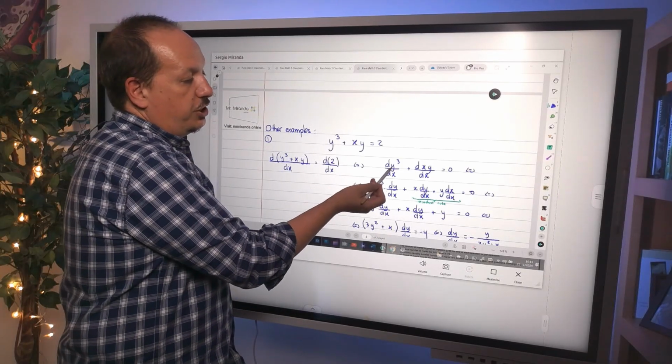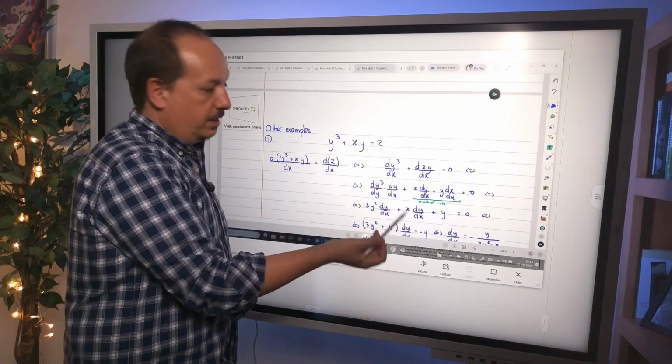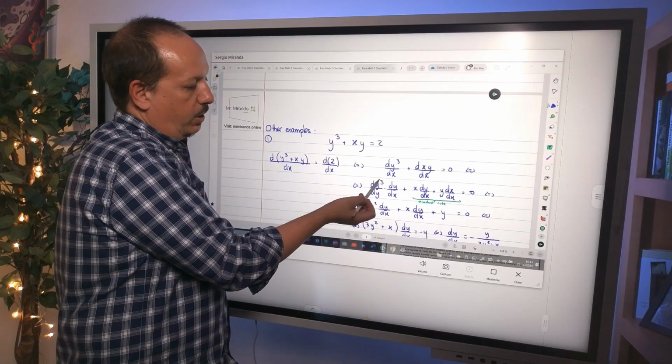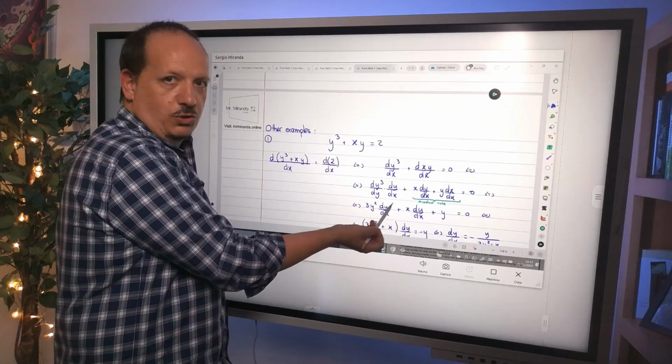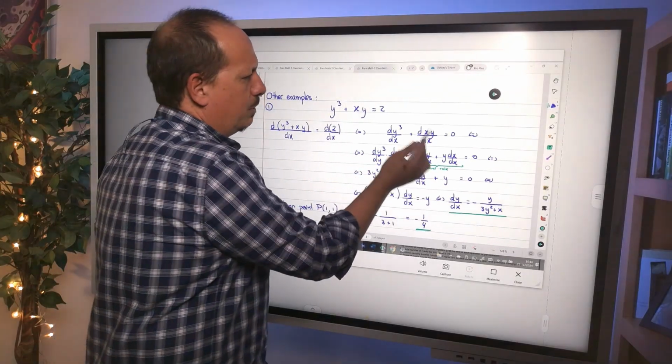Again, you are differentiating a function of y in terms of x. So here you'll have to apply the chain rule as we did before. So this is d(y cubed)/dy times dy/dx. And this is what you want. You want an expression that has dy/dx. Don't forget. What about here?